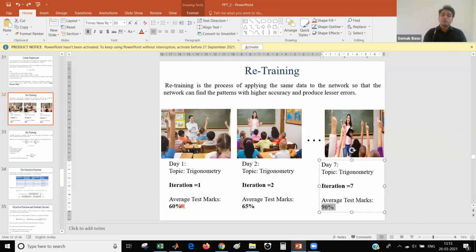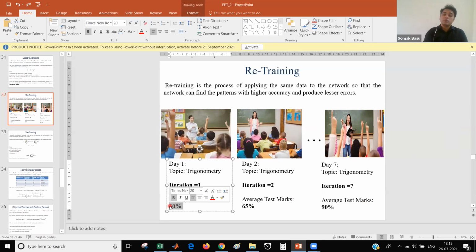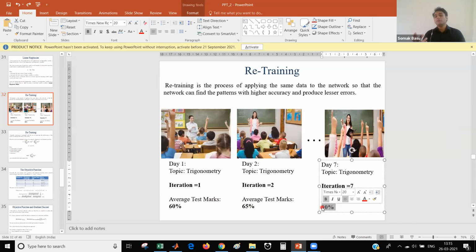On the first day, it was 60%. The average marks of the class was 60%. On the seventh day, it has reached 90%. So you can see as you retrain students, as you reteach students with multiple iterations, the performance increases.